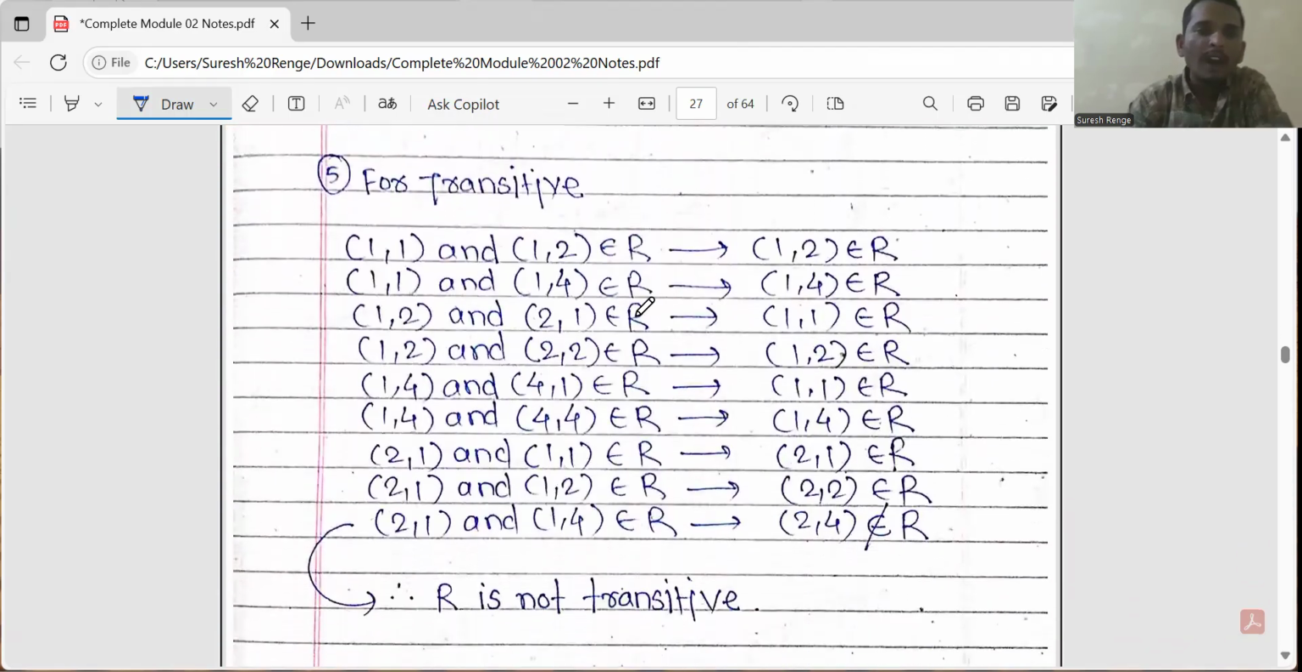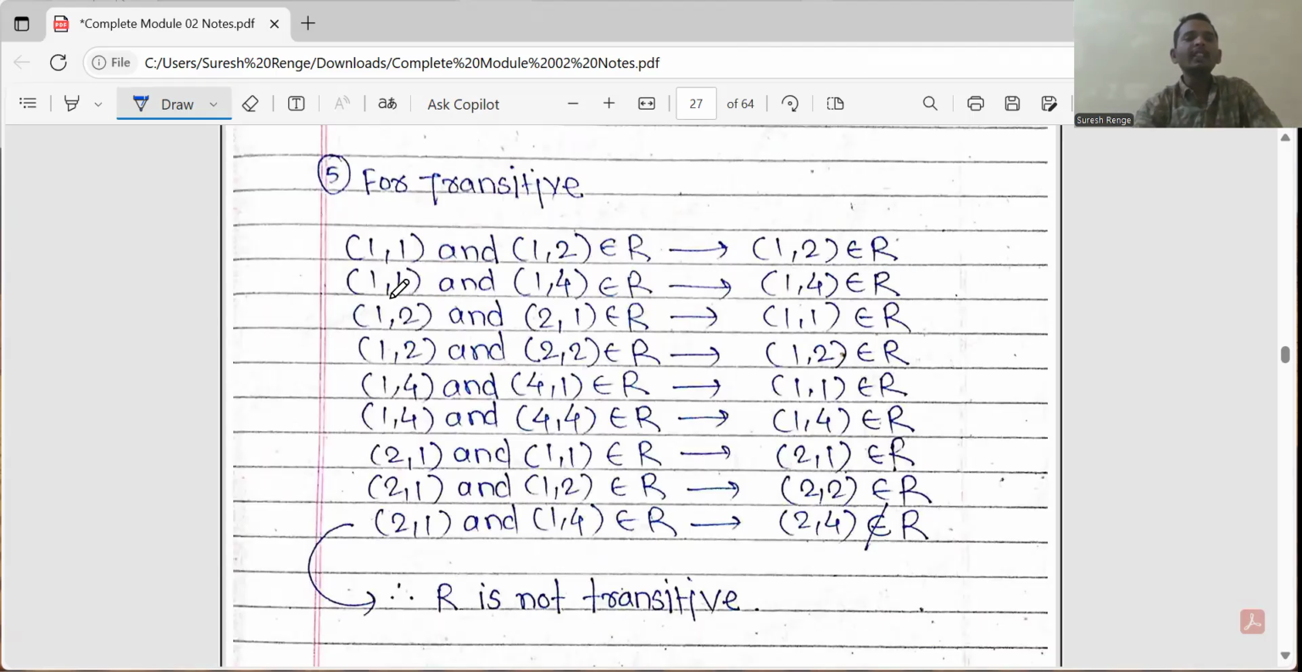Okay. If (1,1) and (1,2) belong to R, what is the resultant directly? 1 is related to 2. This is the result for that. Means A is related to B, B is related to C, that implies A is directly related to C. This is the result for that, which also belongs to R.